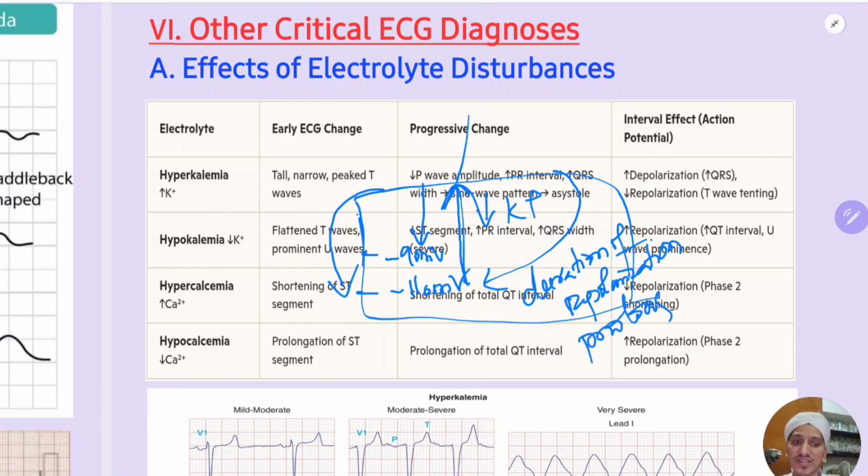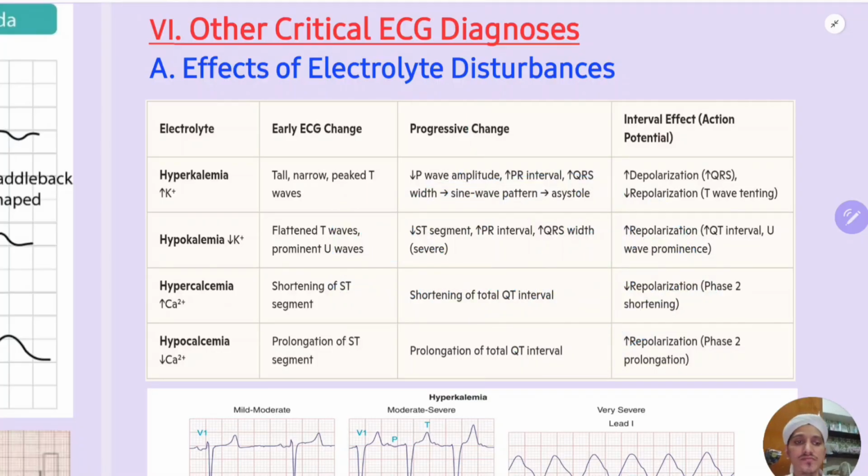So the whole picture will be because of this increased duration of repolarization. What will the picture be? The early change you will see: if the width decreases, that means the duration of repolarization is fast. Opposite to that, the width of the T wave is increasing and the height of the T wave is decreasing. That means the duration of repolarization is increased. So you will see flattened T waves and prominent U waves.